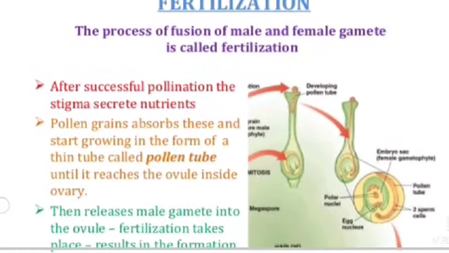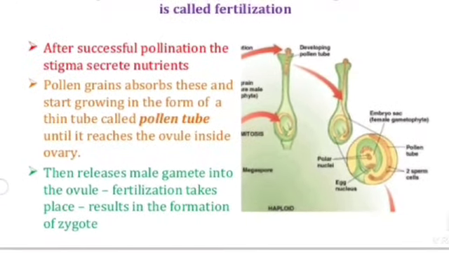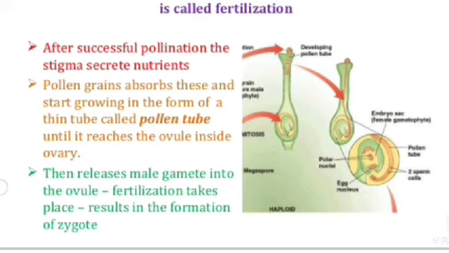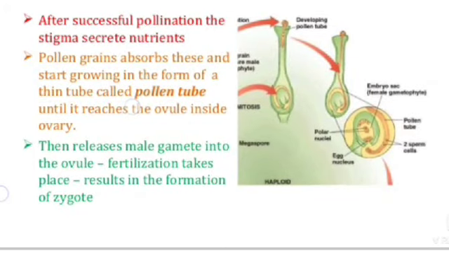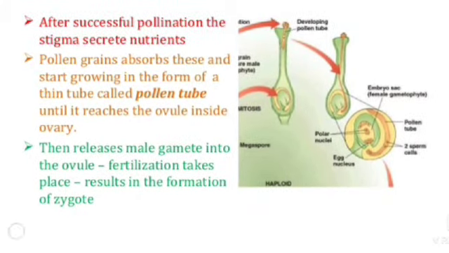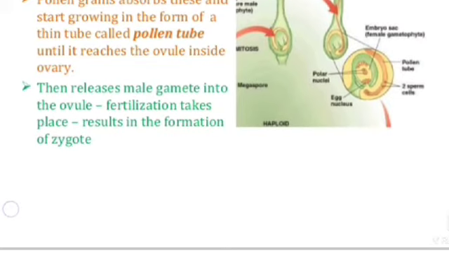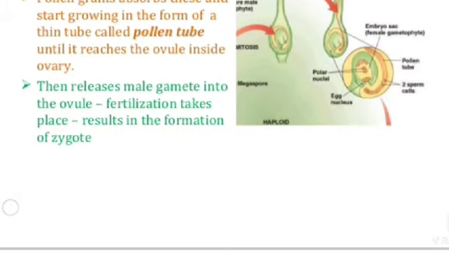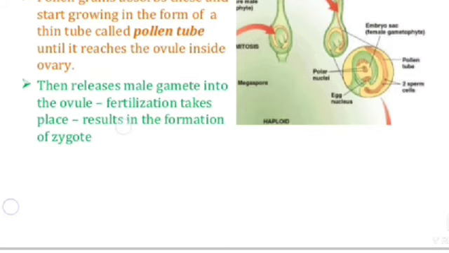Fertilization. The process of fusion of male and female gametes is called fertilization. After successful pollination, the stigma secretes nutrients. The pollen grains absorb this and start growing in the form of a thin tube called the pollen tube until it reaches the ovule inside the ovary. Then it releases the male gamete into the ovule. Fertilization takes place, resulting in the formation of a zygote.